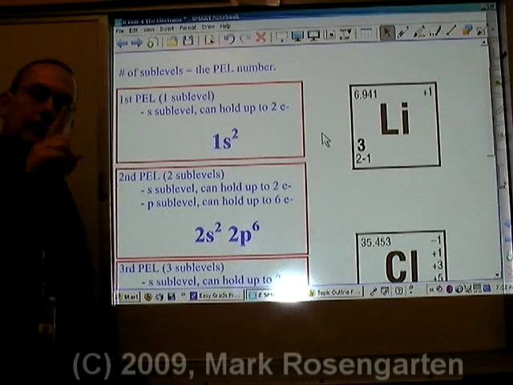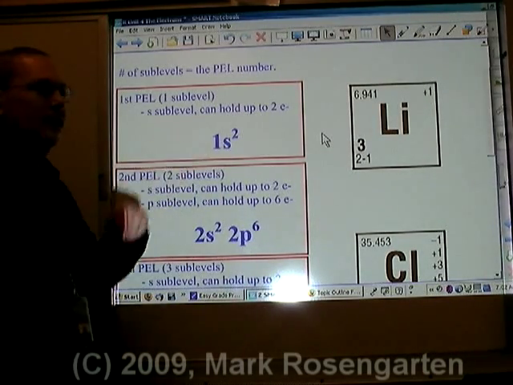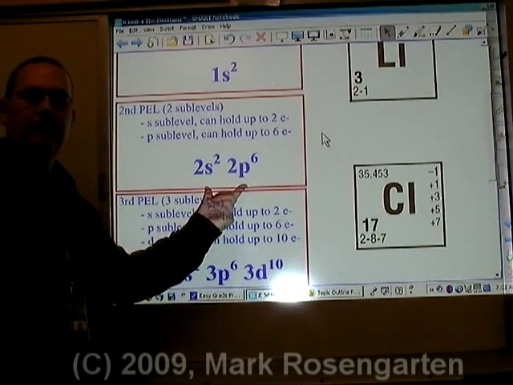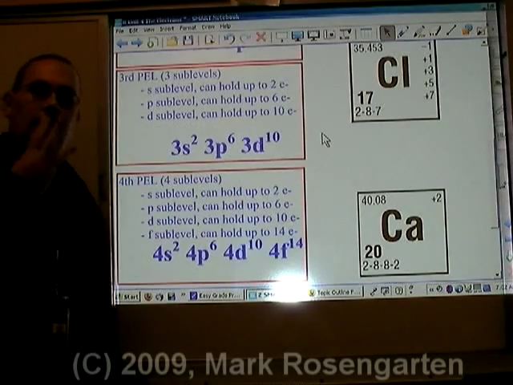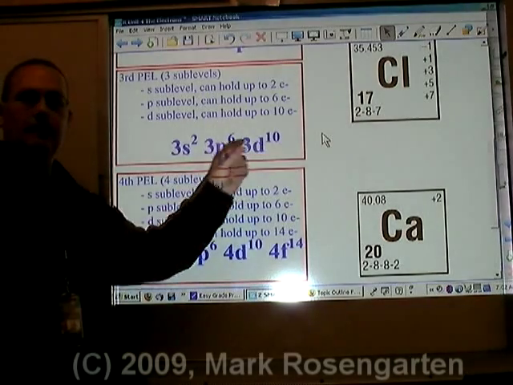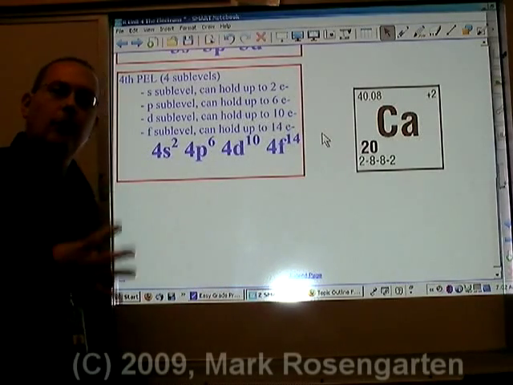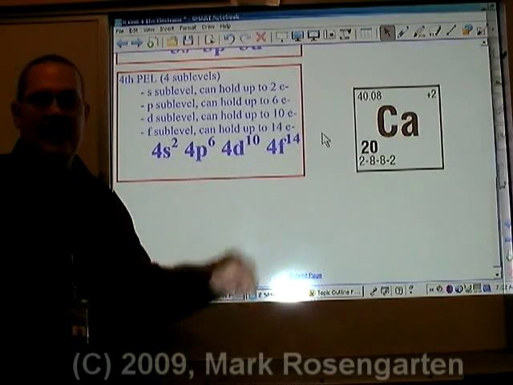For example, the first principal energy level can have 1 sublevel, the S sublevel. The second energy level can have 2 sublevels, S and P. The third energy level can have 3 sublevels, S, P, and D. And the fourth energy level can have 4 sublevels, S, P, D, and F.